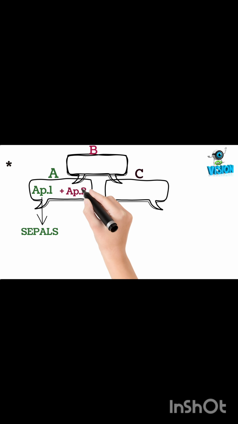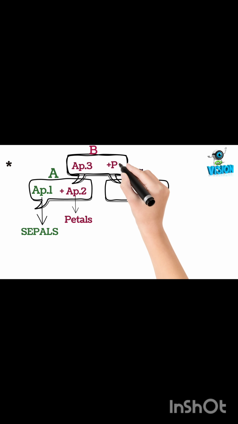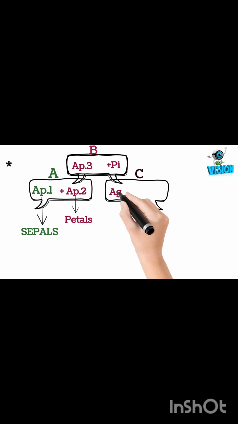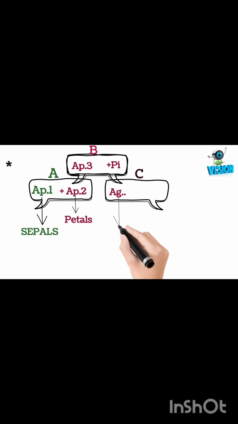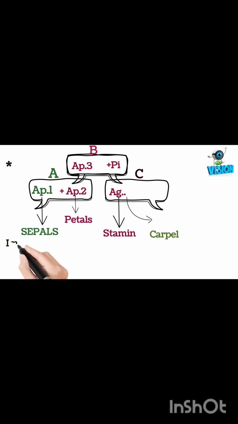Now APETALA 2 and APETALA 3, of B and A genes, they interact and control the formation of petals. Here PISTILLATA gene interacts with AGAMOUS gene C and helps to control formation of stamen. Now there lies AGAMOUS gene, only C gene individually gets expressed to form carpel.